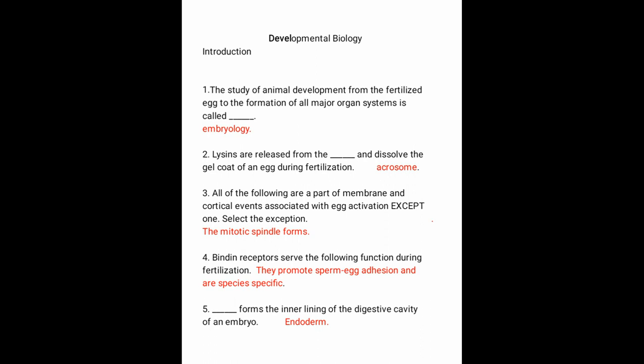Fifth: dash forms the inner lining of the digestive cavity of the embryo. The inner digestive cavity of the embryo forms from the endoderm. There are three germ layers: one is ectoderm, second is mesoderm, and third is endoderm. The digestive inner lining forms from endoderm.